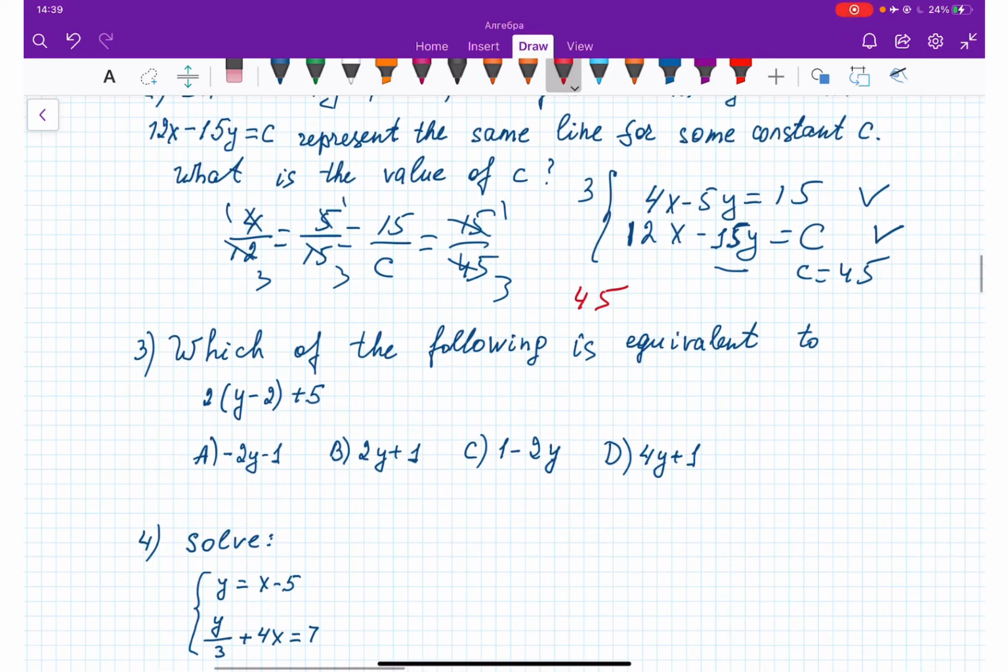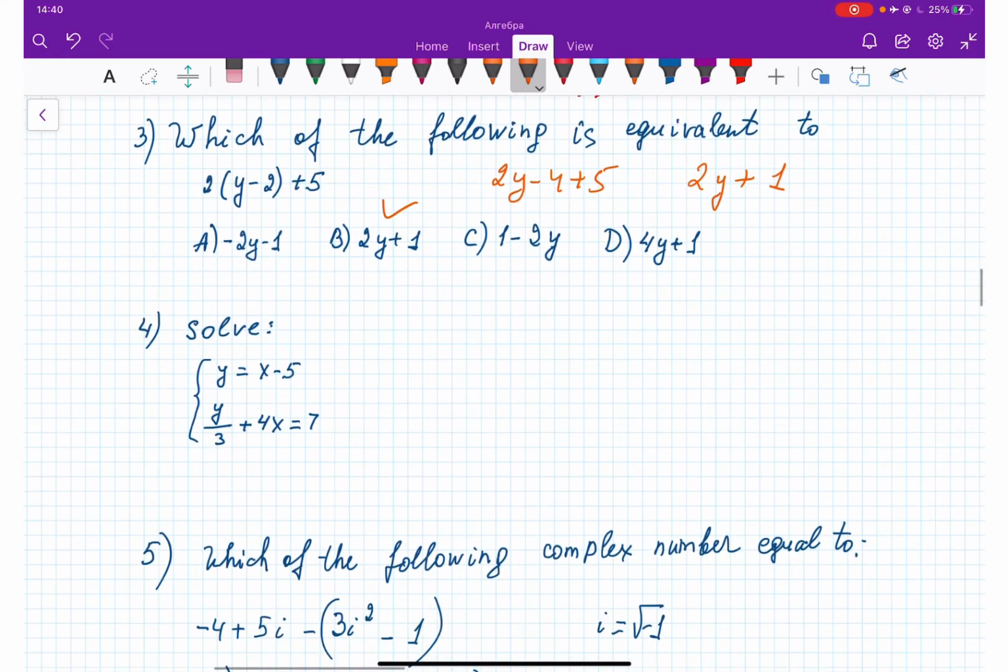Okay, question number 3. Which of the following is equivalent to 2 times y minus 2 plus 5? That's pretty much straightforward. If I'm opening parentheses, 2y minus 4 plus 5, and it's going to be 2y plus 1. Okay, which is going to be B.